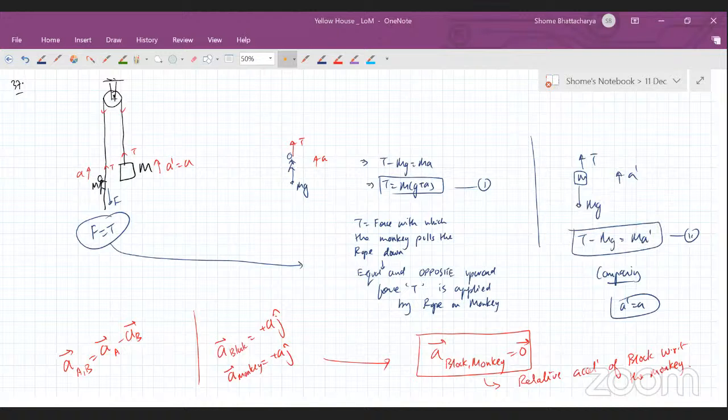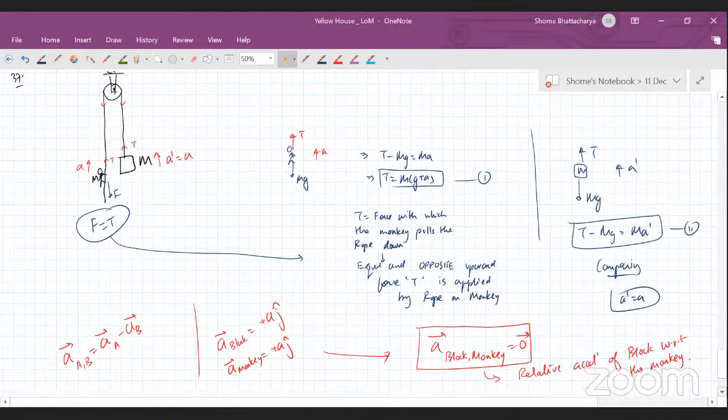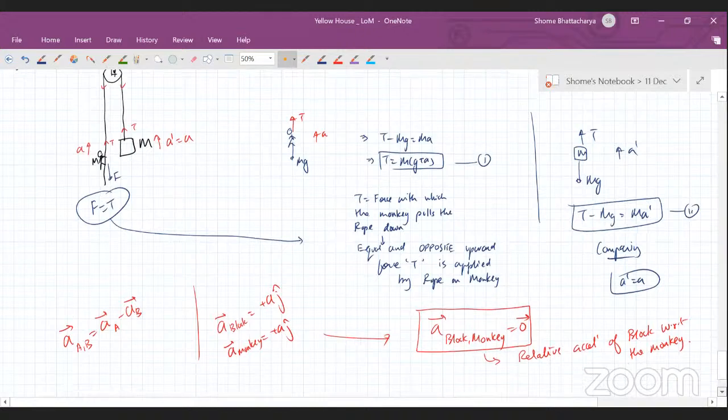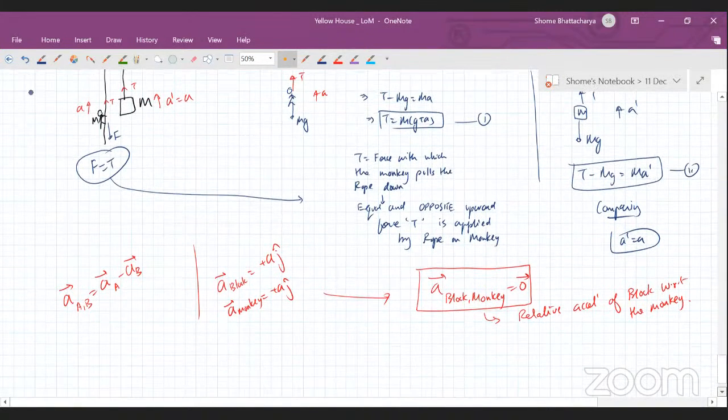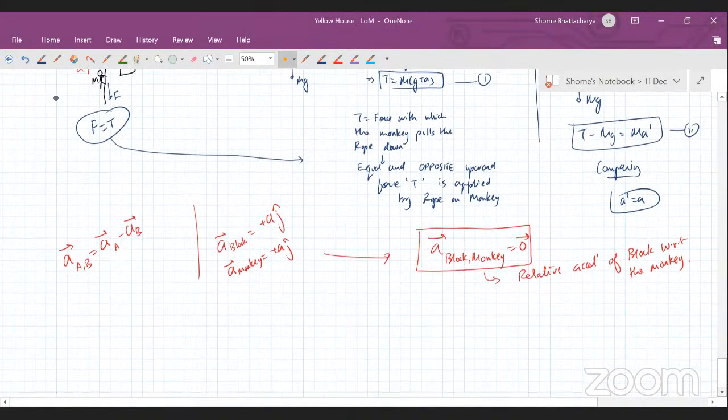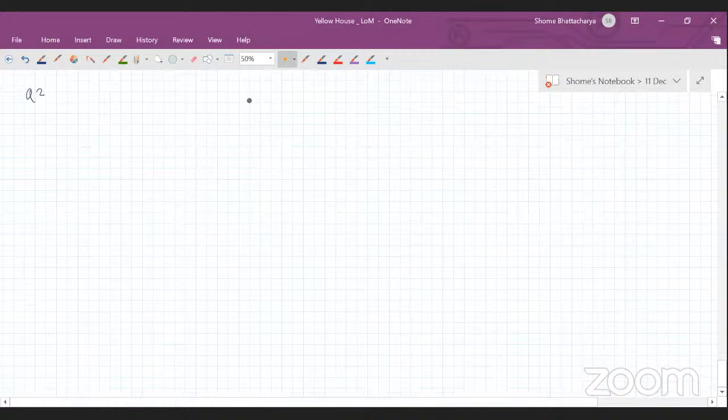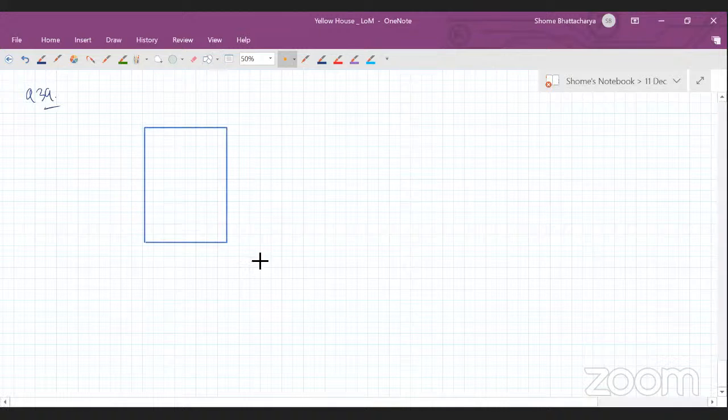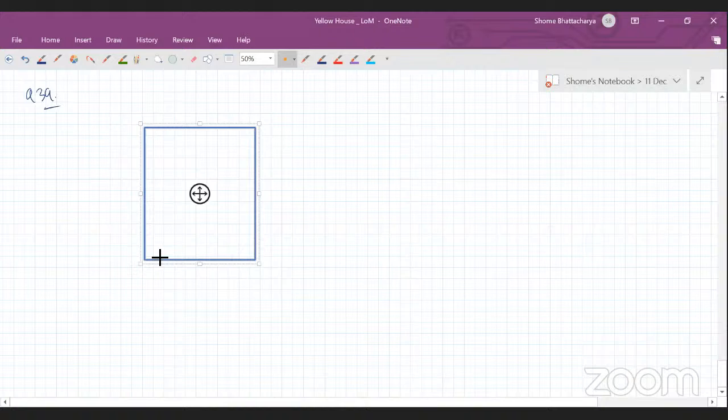Okay, so hope question 37 is clear. Now let's come to question 39. In 39 you have this situation. You have an elevator box, and inside the elevator box there is a weighing machine on which this person is standing.